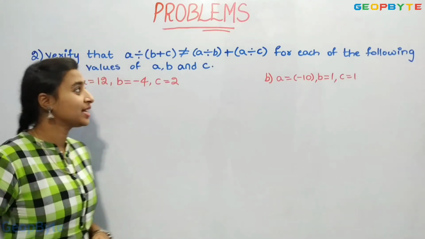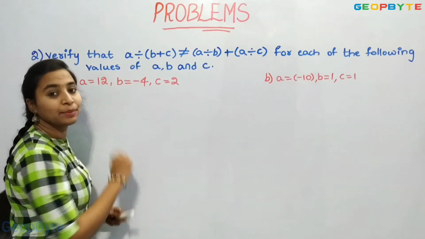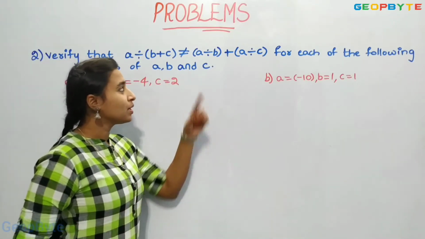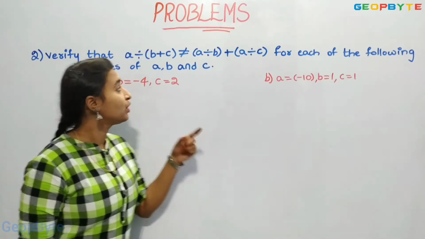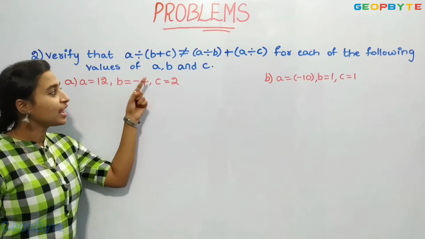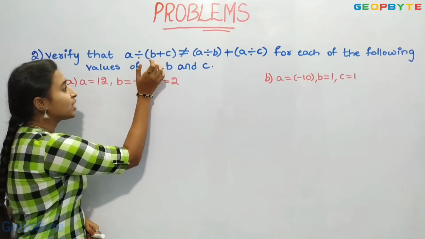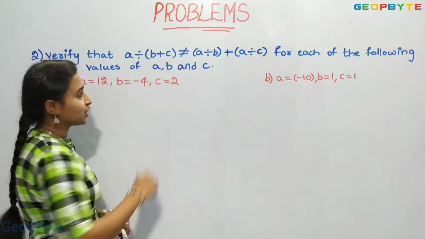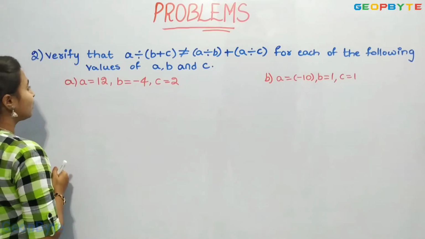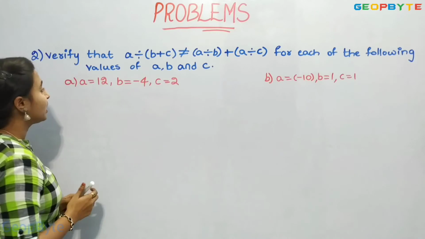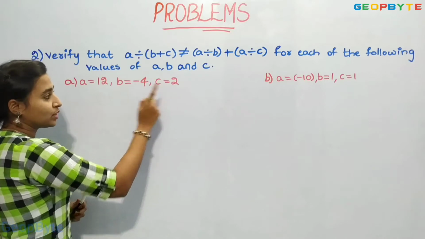Now, let us see the second question. Verify that A divided by B plus C is not equal to A divided by B plus A divided by C for each of the following values of A, B and C. They asked us to verify that LHS is not equal to RHS by giving A, B, C values. Let us see the first bit, that is the A bit. We have A is equal to 12, B is equal to minus 4, C is equal to 2.